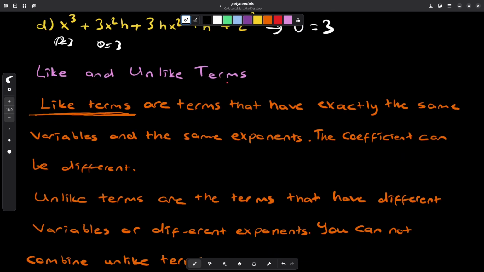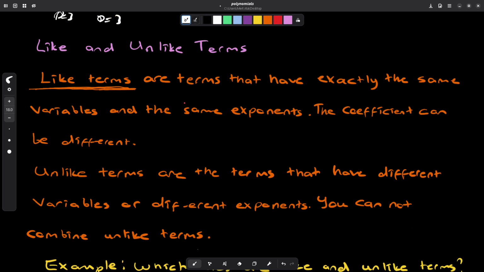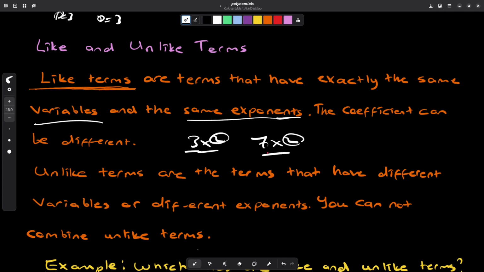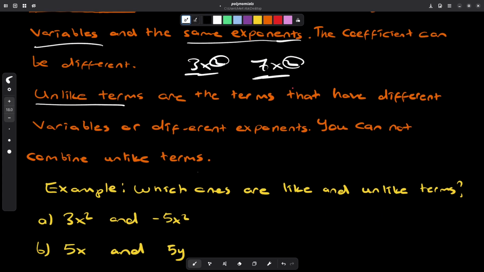Like and unlike terms. A really simple concept. Like terms are terms that have exactly the same variables and the same exponents. For example, 3x squared, 7x squared. Same variable, same power, but the coefficient can be different, of course. Unlike terms are terms that have different variables or different exponents. It doesn't have to be both at the same time.